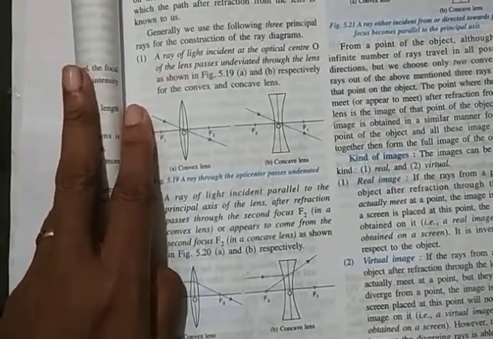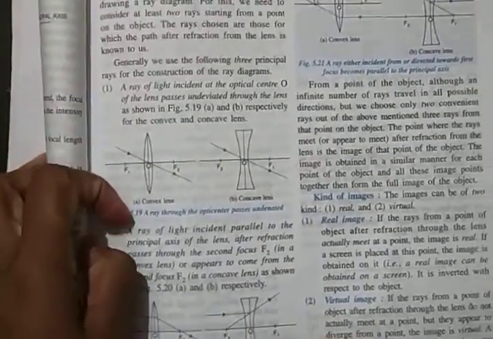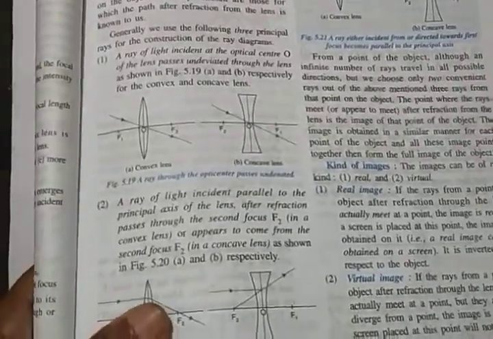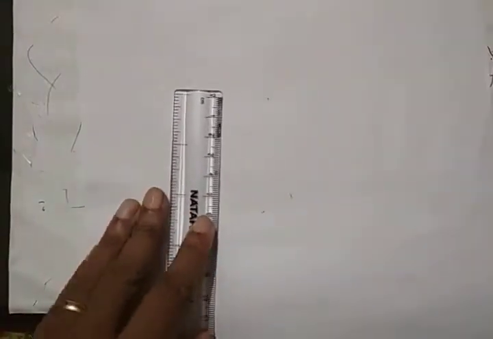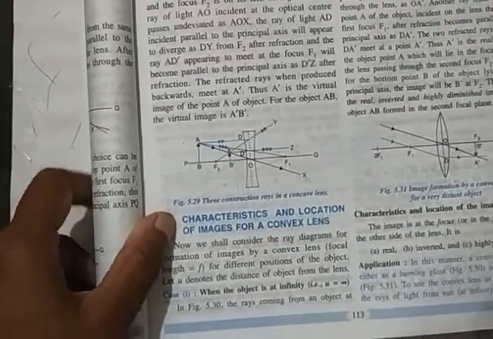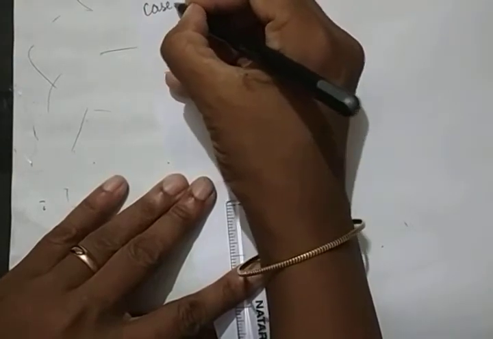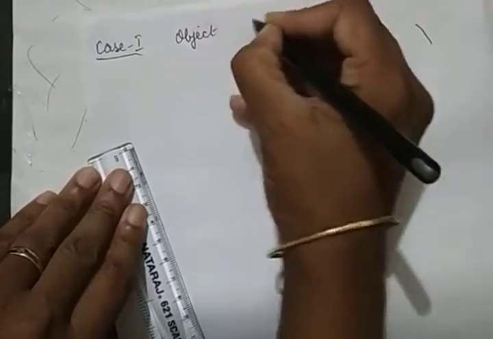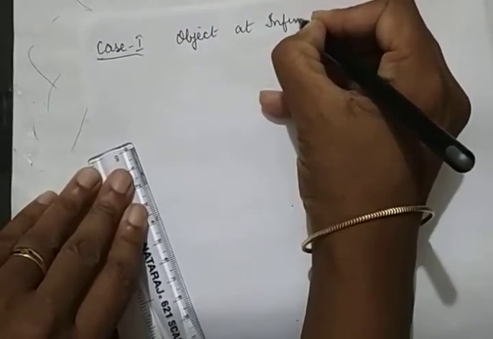Now, in mirror, we had 6 cases for concave and only one diagram for convex. In this, just the opposite. Convex lens will have 6 cases and concave lens will have only one ray diagram. So we'll start with image formation. Image formation for a convex lens. So case 1, object at infinity.